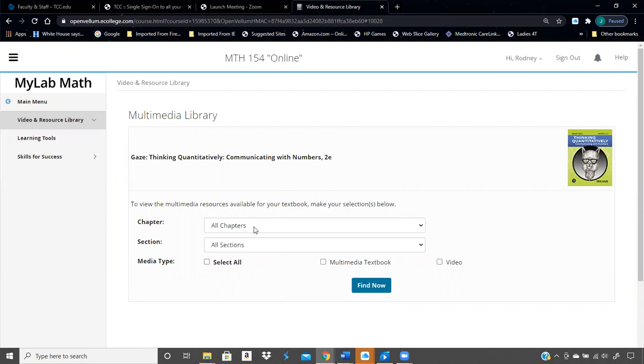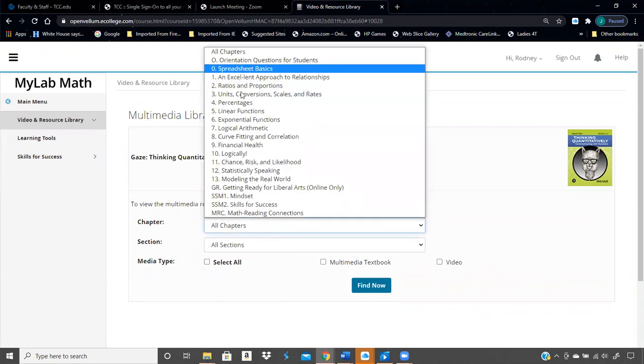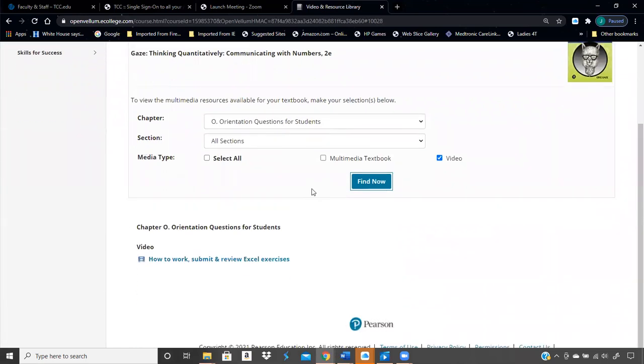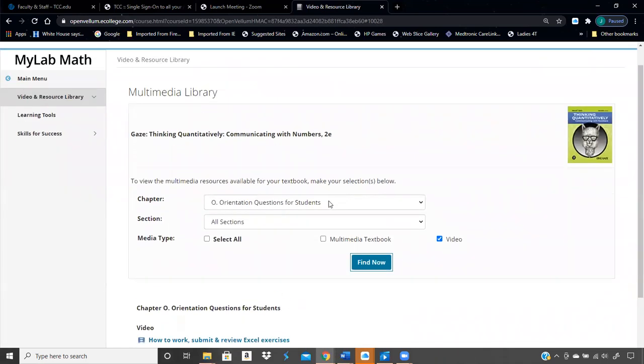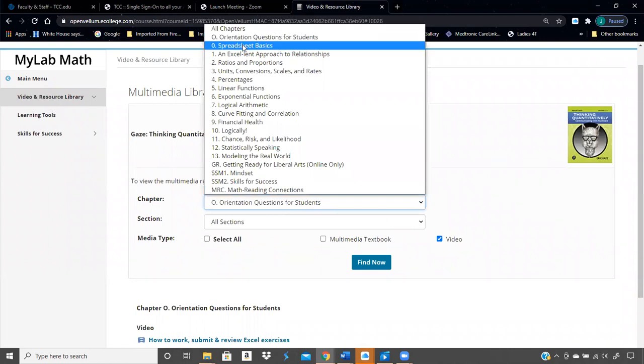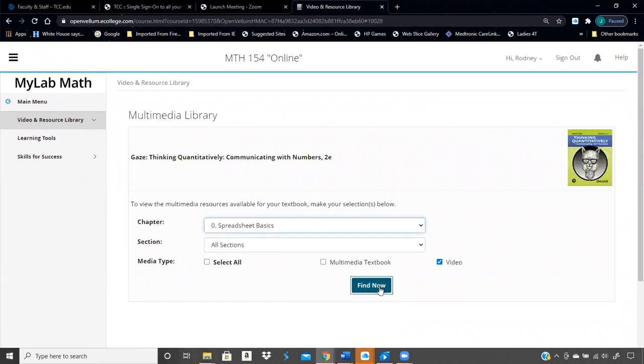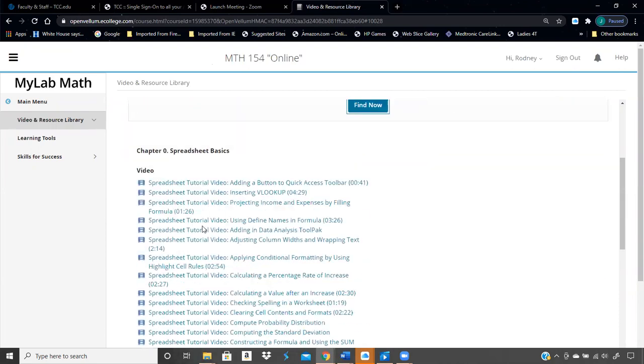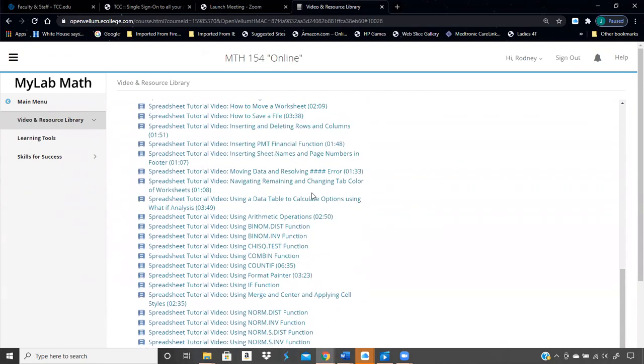So if you just need help with Excel, you can leave it on all chapters, but you can also hit chapter 0, you click video and find now. Gee, I feel like I've said this a few times. I feel like I've written this in a document once or twice. Oh, that was orientation because I'm too busy talking. I wasn't looking. It was the wrong 0. There we go. 0 spreadsheet basics. Make sure videos is clicked, find now. We get a whole bunch of videos.